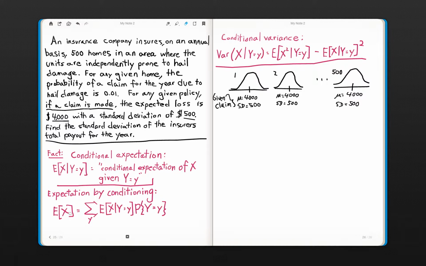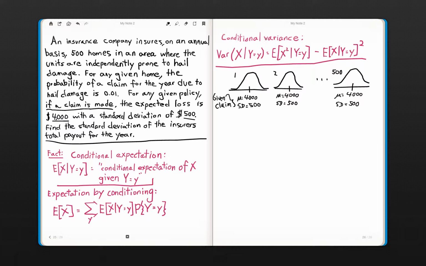Another concept that's important is expectation by conditioning. If we would like to find the expected value of a random variable X, and we have another random variable in our problem, then we can condition on all the values that it can possibly take on times its associated probability, using the conditional expectation here to arrive at the final expected value that's actually unconditioned.